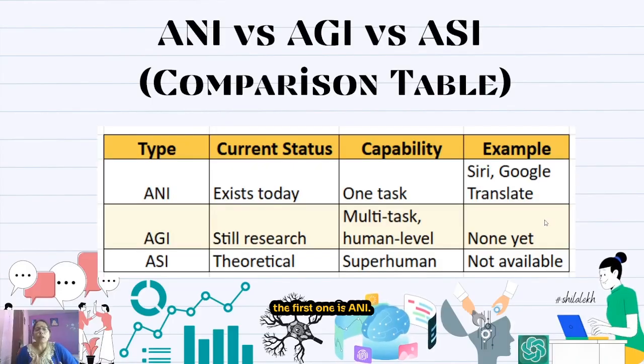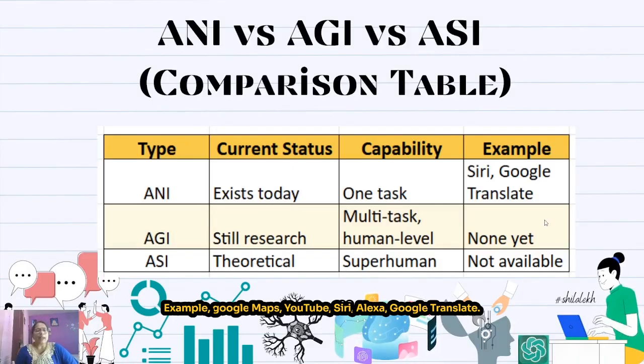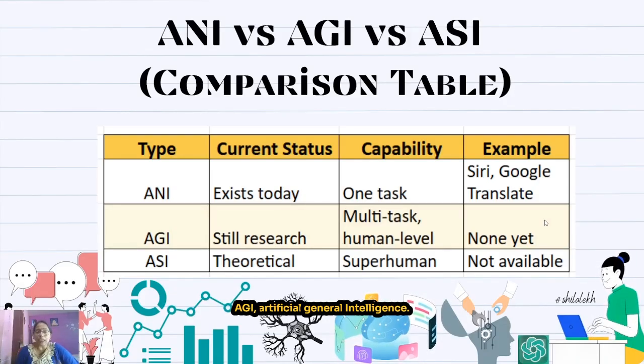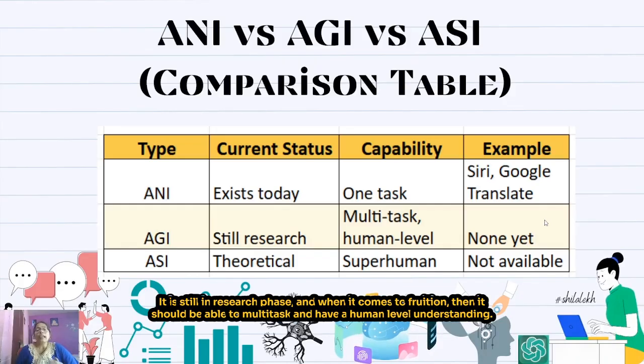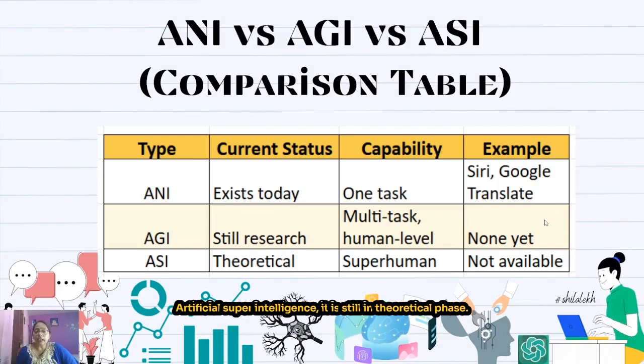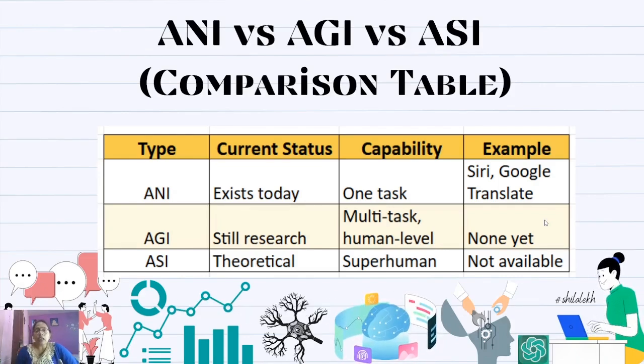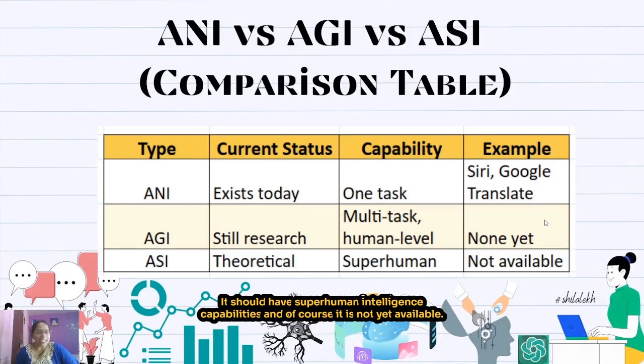So the first one is ANI. It exists today. It can do just one task. Examples: Google Maps, YouTube, Siri, Alexa, Google Translate, all the AI systems that we are using. AGI, Artificial General Intelligence, is still in the research phase, and when it comes to fruition, it should be able to multitask and have a human-level understanding. Artificial superintelligence is still in the theoretical phase. It should have superhuman intelligence capabilities, and of course, it is not yet available.